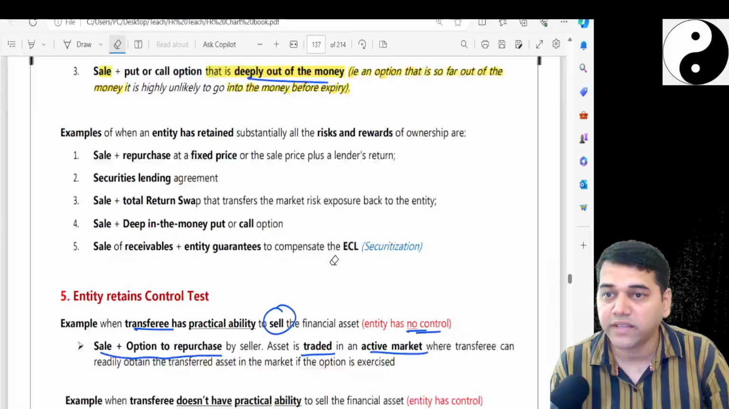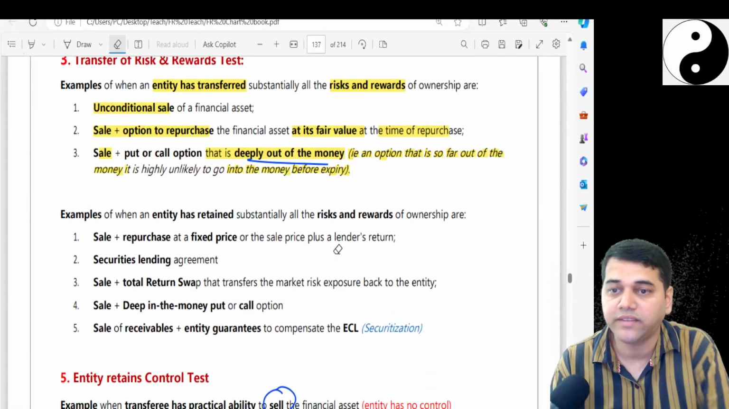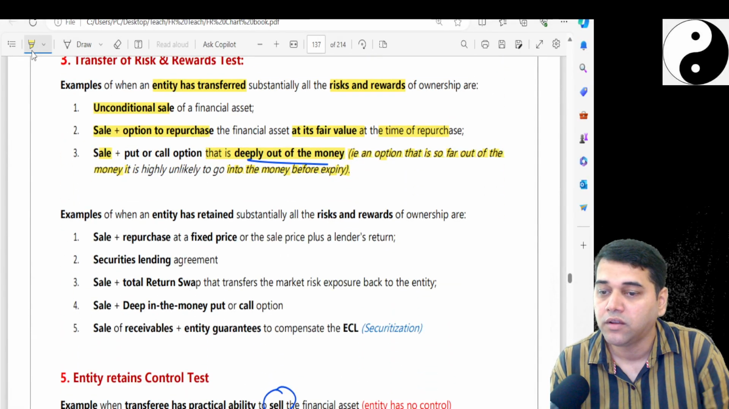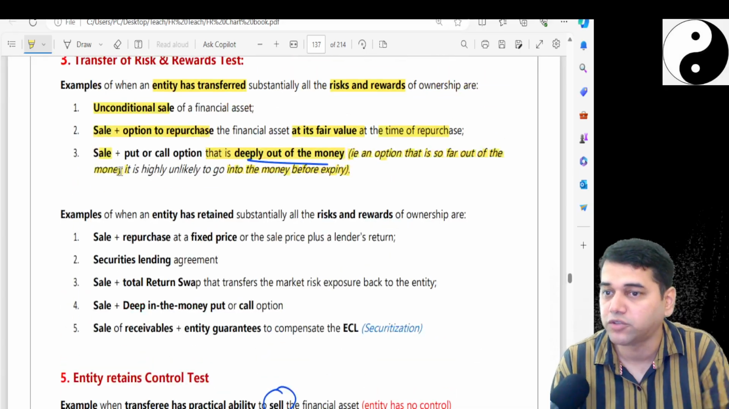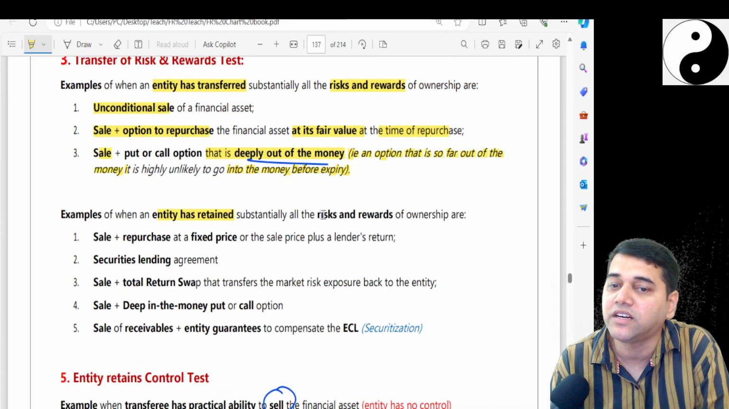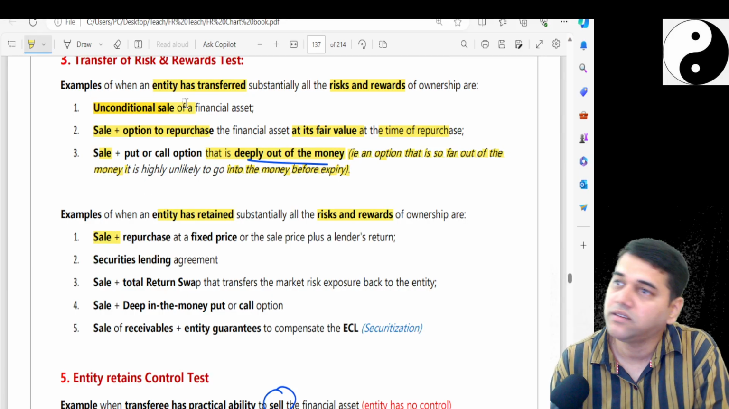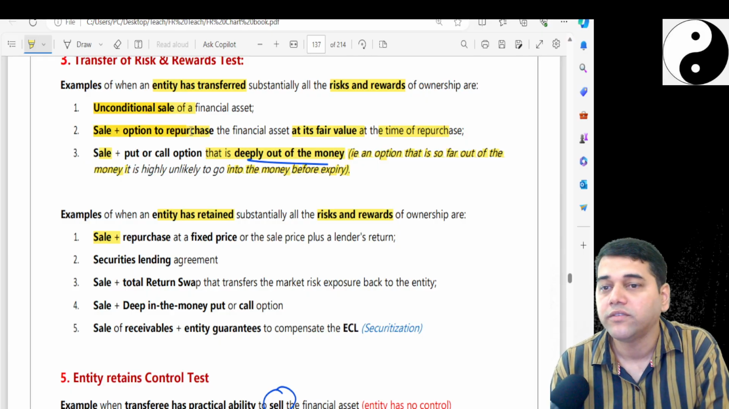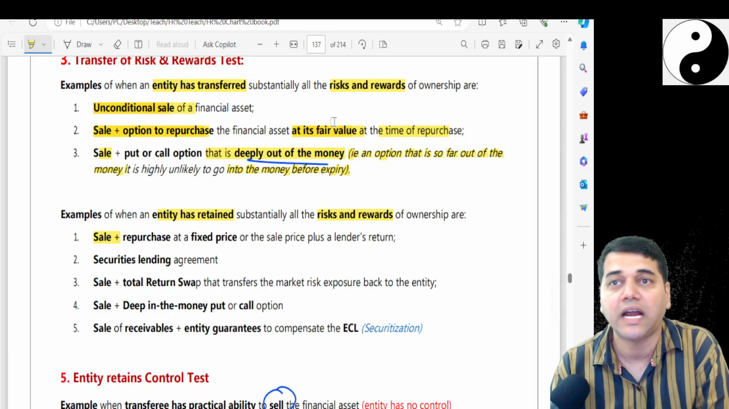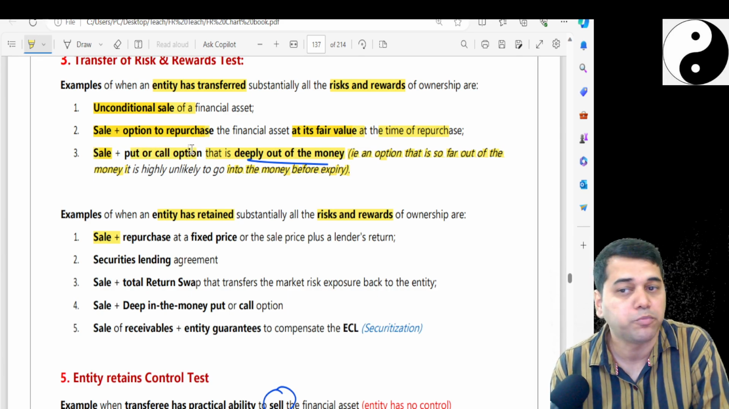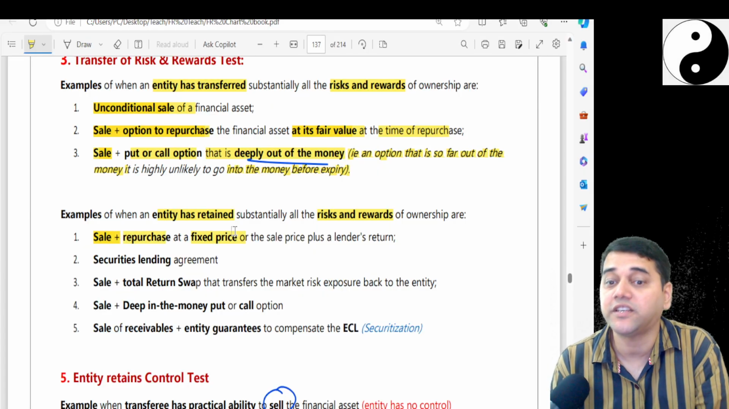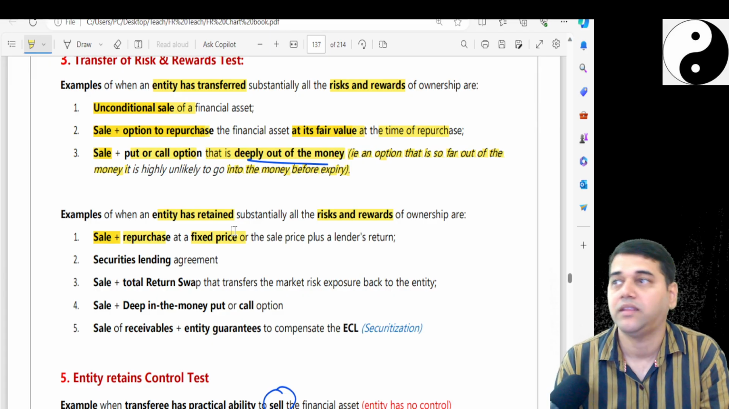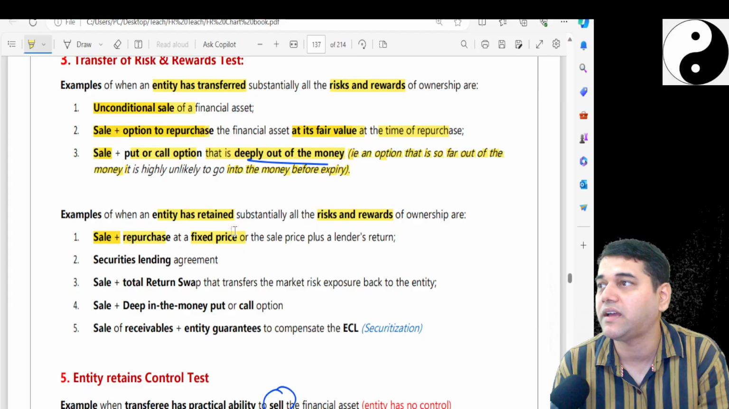Now, one more example: examples of the entity has retained the control. I think I missed it. This part I missed to tell you. Examples of the entity has retained the control, risk and rewards of the ownership. See, if I have made an unconditional sale, risk is gone completely. Sale plus option to repurchase at fair value, I have transferred you the risk. Sale plus put option, deeply out of money, transferred the risk. But if it is sale plus repurchase at a fixed price, and I say, no sir, this type of odd sale, I never saw that.